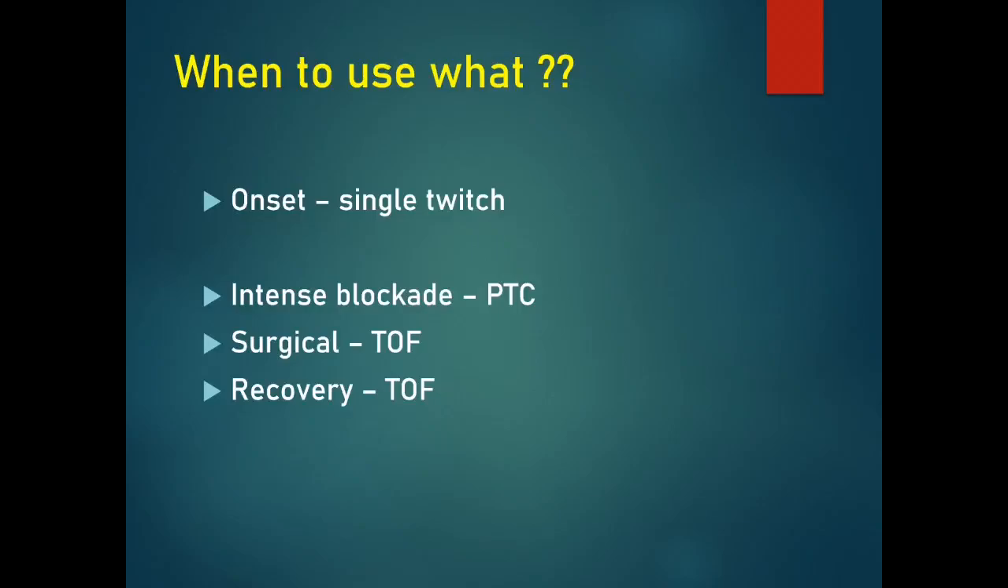During the onset of your neuromuscular blockade, always use a single twitch stimulus so that you can observe when the twitch disappears. When you need an intense blockade, check for your post-tetanic count to be 0. When you need surgical relaxation, try to keep your train of 4 to less than 2. And for recovery purposes, the gold standard is the train of 4. In other words, be confident to reverse once you have a train of 4 of more than 2 or 3.